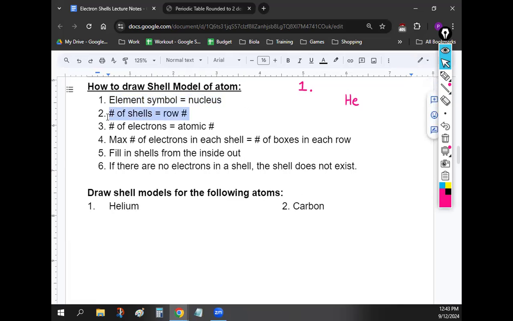All right, let's look at the next row. The next rule is the number of shells that an element has is equal to the row number. And I'll show you guys what that means in a second, but I want you guys to write this down. The number of shells an element has depends on which row it is on the periodic table. Okay, the number of shells an element has depends on its row number.